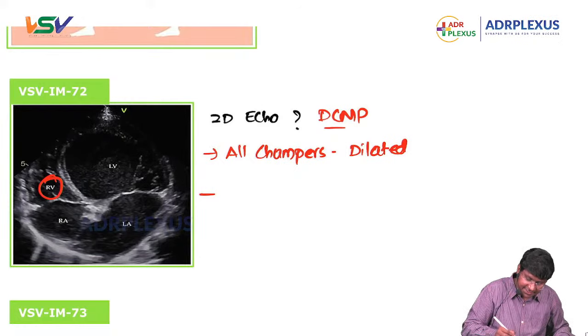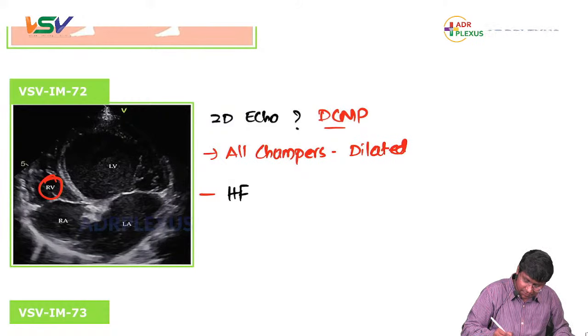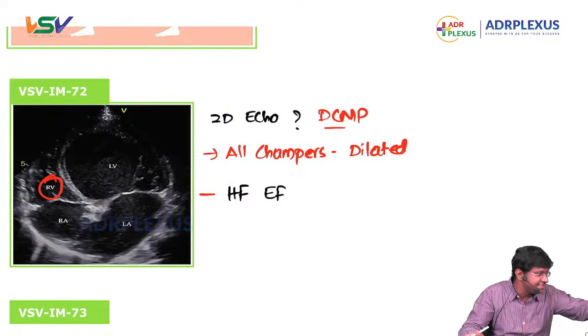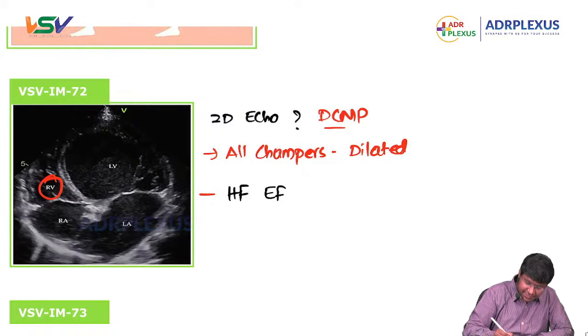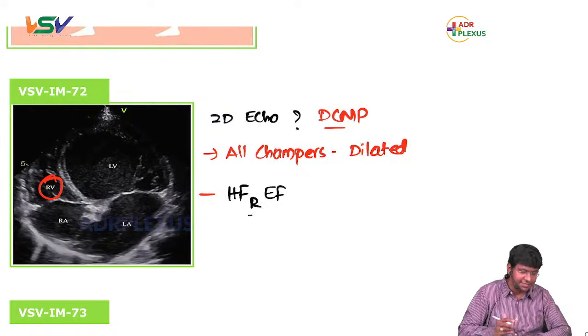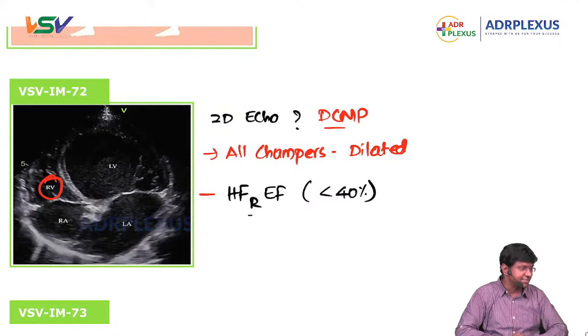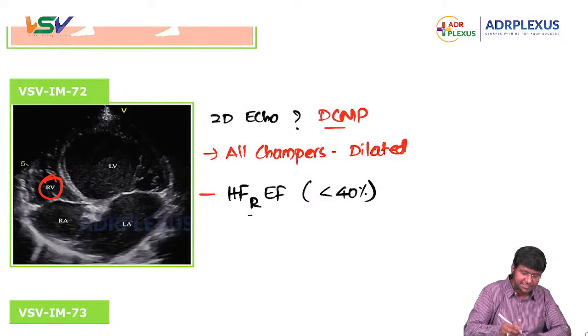And in DCMP, what type of ejection fraction do you see? Is it HFpEF or HFrEF? Very good. So it is HFrEF, heart failure with reduced ejection fraction, where the ejection fraction will be less than 40%.